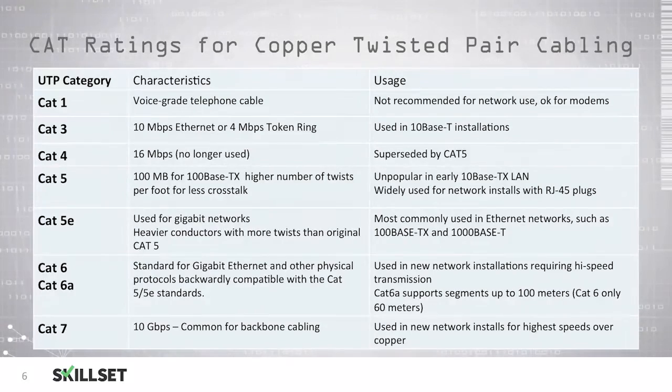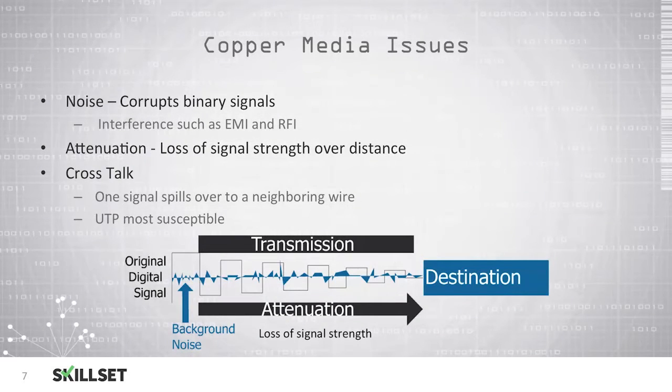Category 7 is the new standard for 10 gigabit Ethernet, and this will be used for backbones or networks requiring the highest speed possible. For the CISSP examination, you should remember that generally Ethernet cables can never be run more than 100 meters. When we're dealing with copper media, we do have some issues that we need to be concerned with. Noise, such as electromagnetic interference and radio frequency interference, can corrupt binary signals and cause problems in our network.